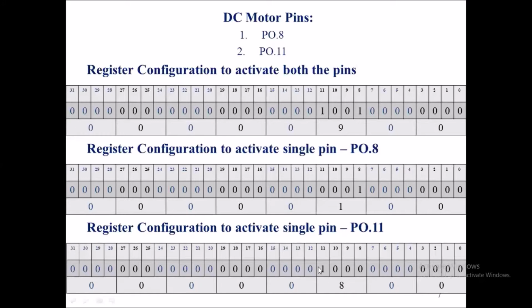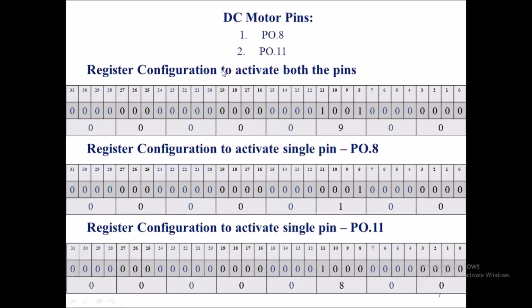Here you can see we have the data as 10000 in binary format. If you convert 10000 to hexadecimal, it forms 8. 8 is the hexadecimal representation of 10000, in 8421 format. The total hexadecimal representation after converting from binary to hexadecimal, the desired configuration, is 50800. So this is the register configuration for the DC motor pins.